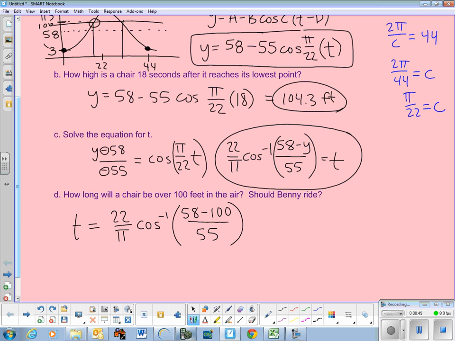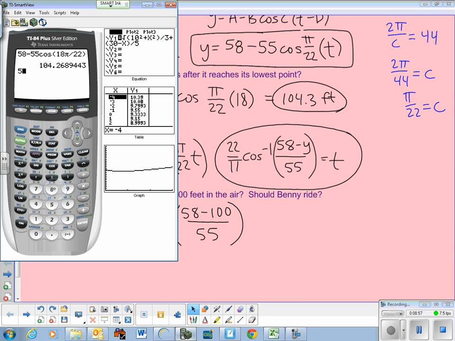And then I need to get some t values. All right, so let's see, 58 minus 100 over 55 is this number, -0.7636.